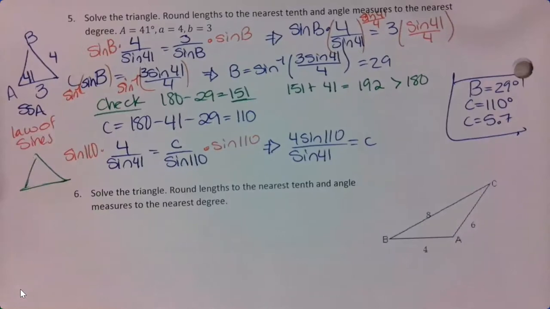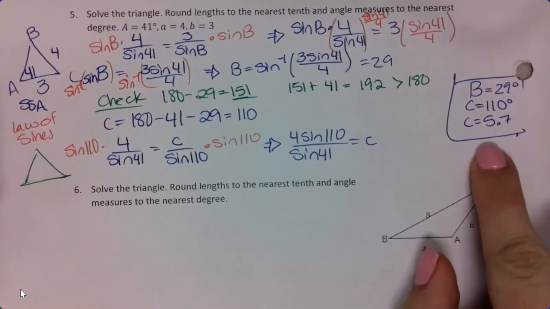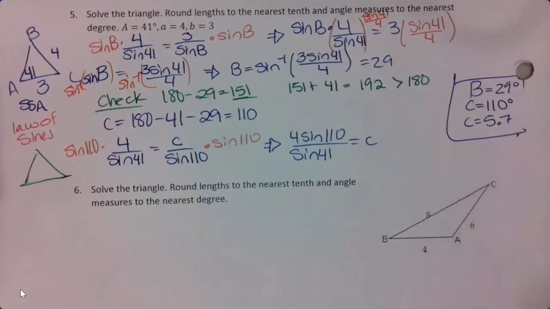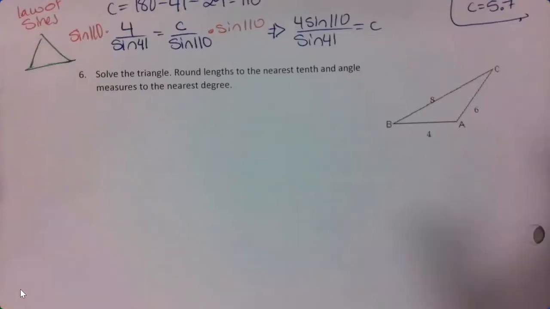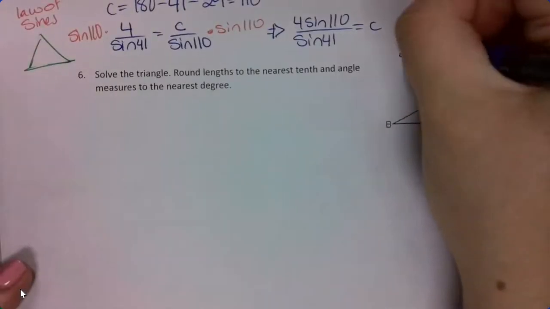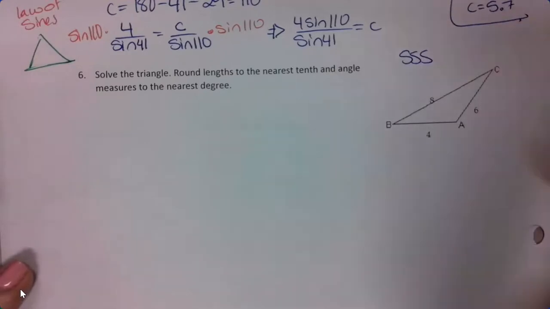Okay, so if it gives me one triangle, it'd be worth 3 points. If it gives me two triangles, it'd be worth 6 points. This next triangle is all three sides. This one is going to be law of cosines.